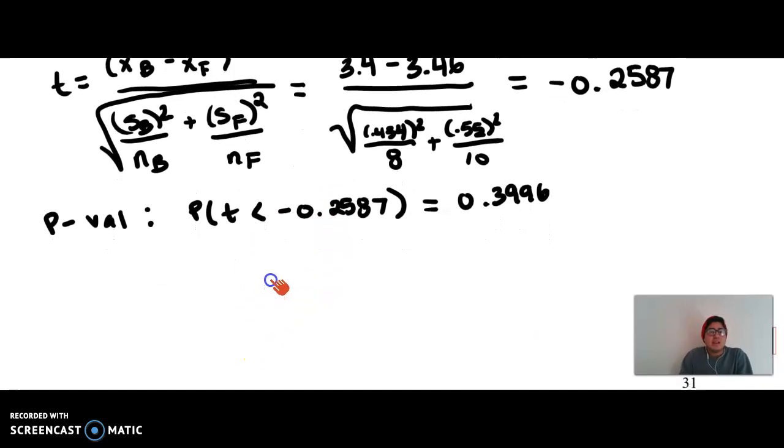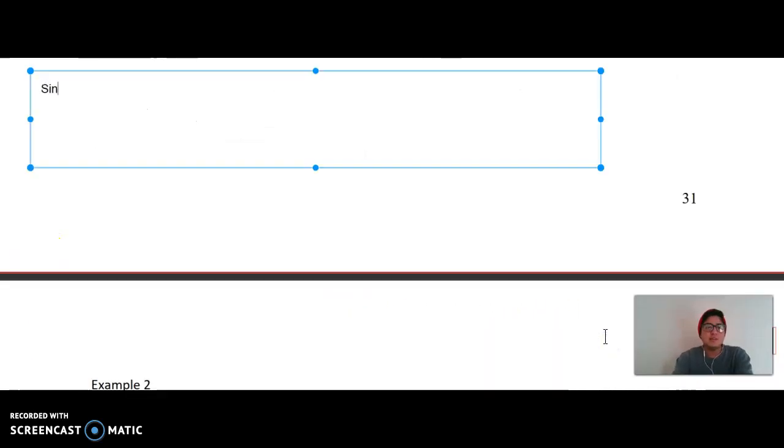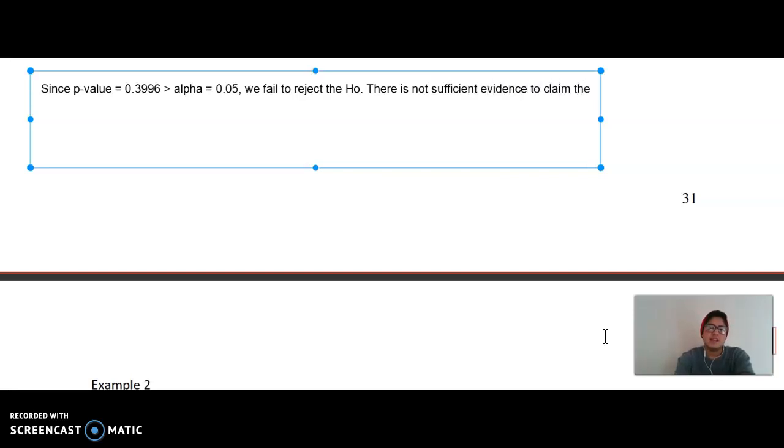So, in order to bring this into a conclusion, we will make a comparison to our significance level. Since the p-value equals 0.3996, which is greater than alpha equal to 0.05, we fail to reject the null hypothesis, which means there is not sufficient evidence to claim the average fish length from Fish Friends is greater than the average fish length from Bi-Rite Pets.